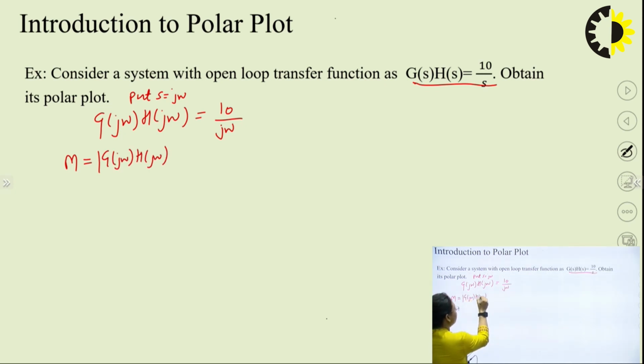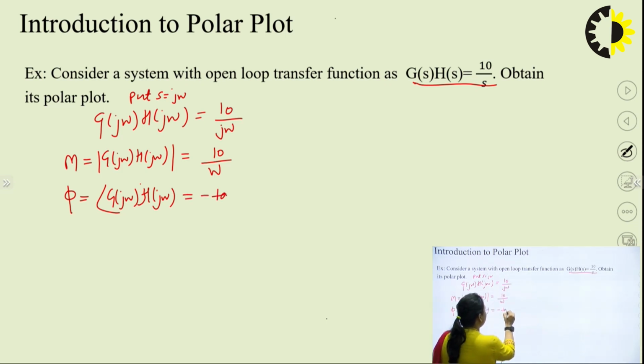So this will be 10 upon omega. And the phase angle of G(j omega) H(j omega), if we see directly, will be minus tan inverse of omega upon 0, so you can directly write it as minus 90 degrees also.